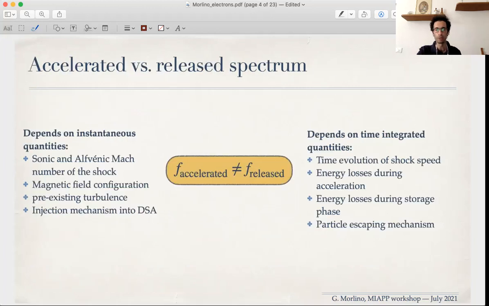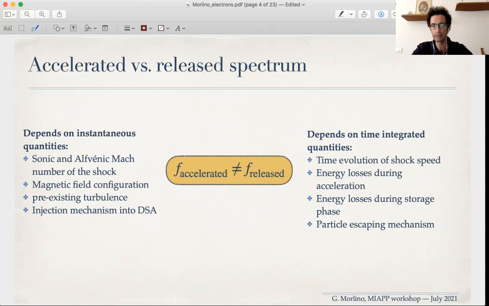Now, an important point to stress is that the spectrum of accelerated particles at the shock, the instantaneous spectrum, depends only on instantaneous quantities. So it depends on the sonic and Alfvénic Mach number, the magnetic field configuration, whether there is pre-existing magnetic turbulence, and how particles are injected from scratch into the acceleration process.